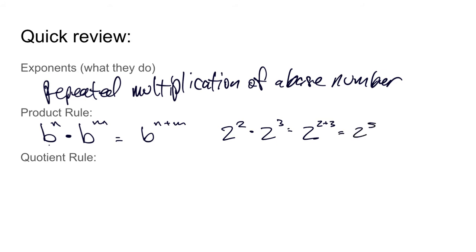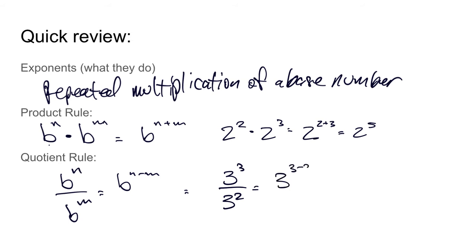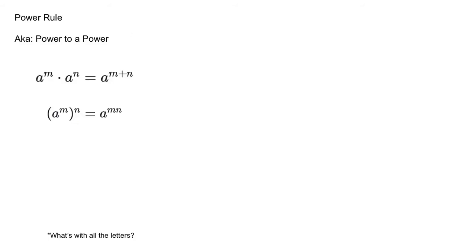Okay, quotient rule. If I have b to the n over b to the m, so over means divided by, it's going to give me b to the n minus m. An example would be 3 cubed divided by 3 squared equals 3 to the third minus 2, equals 3 to the 1, which is just 3. So here we have the product rule we just talked about. We don't need to go into it in more detail.